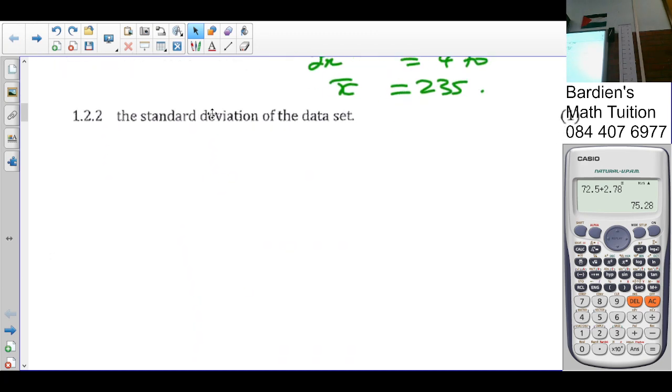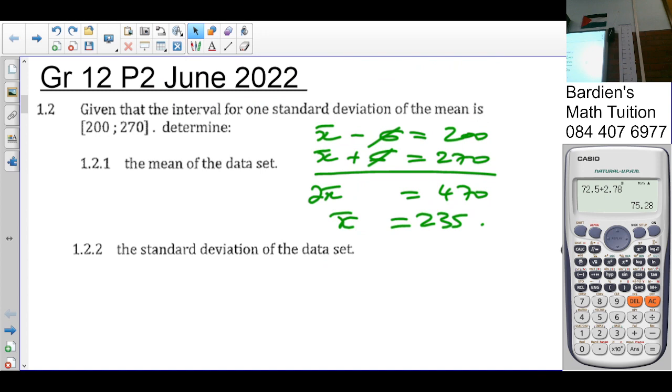Then they ask you to work out the standard deviation. So the standard deviation, as we know, your mean minus your standard deviation is 200.